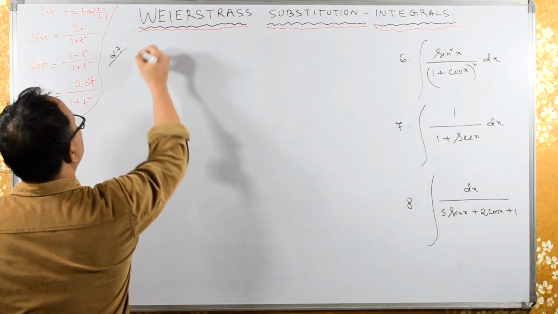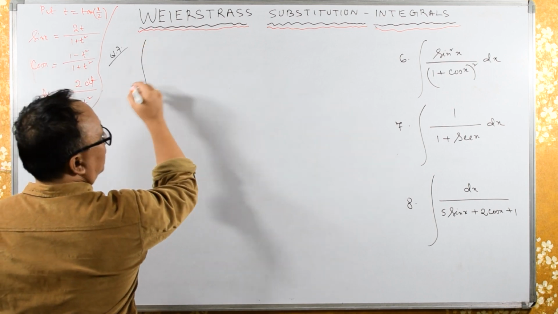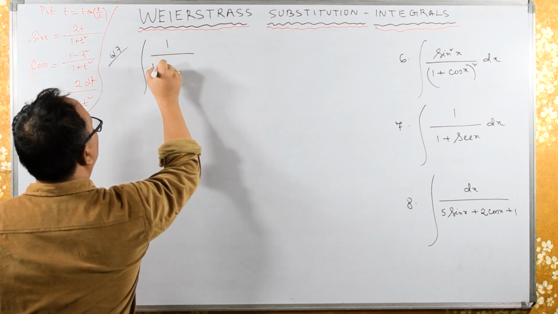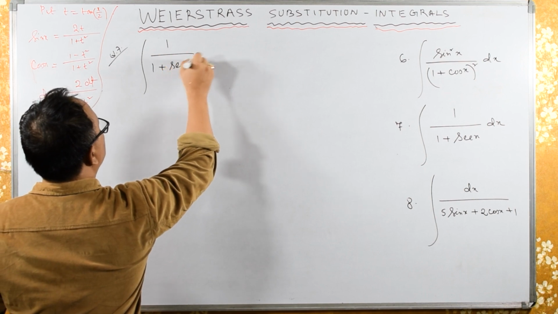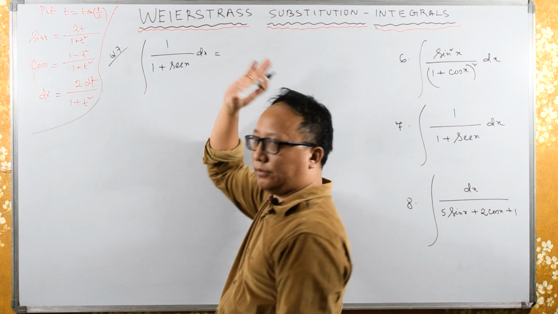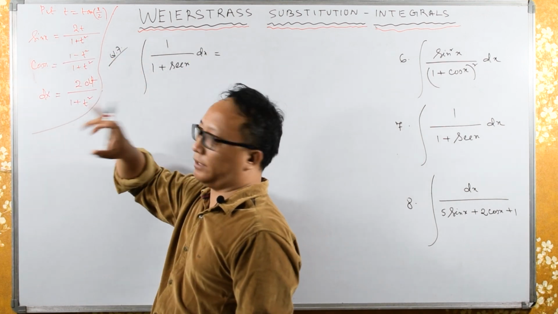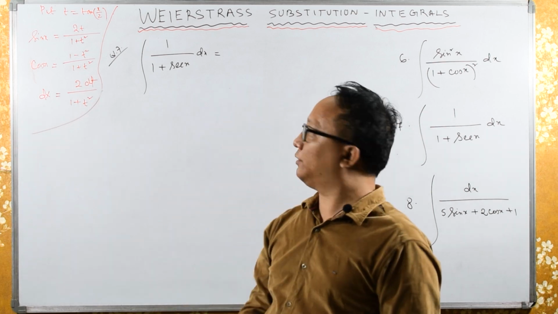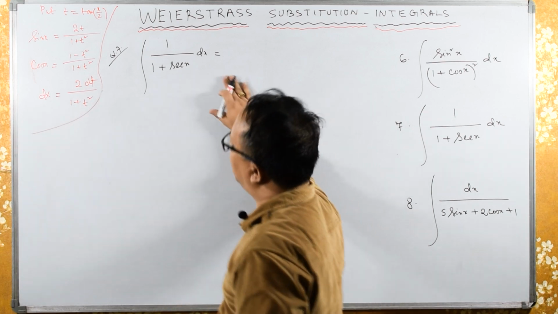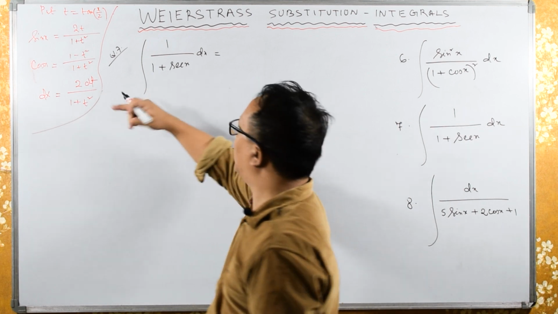Now question number 7 is the integral of 1 upon 1 plus sec x dx. Since all trigonometric functions can be converted into sin x and cos x, we can convert them. Therefore, sec x is what? 1 upon cos x. So I can write 1 upon cos x instead of sec x.